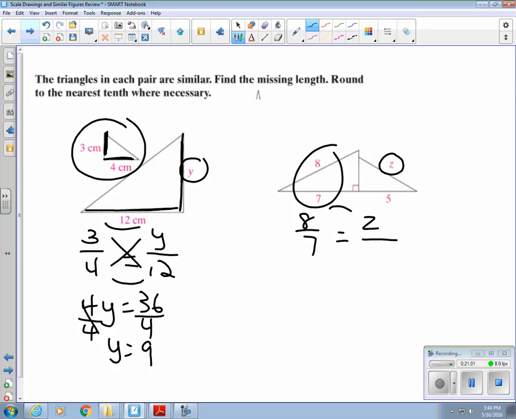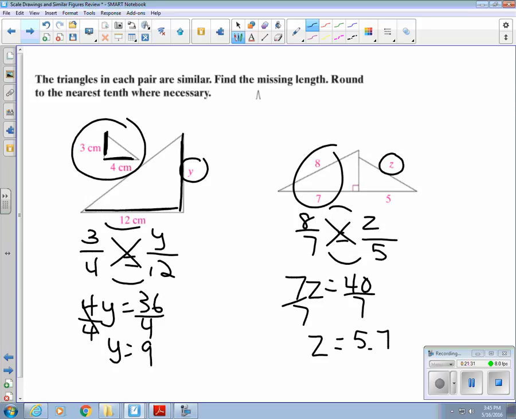And then the 5 and the 7 are at the base of the triangle, so I'm going to put 5 and 7 on the bottom because they're corresponding. And then when we go ahead and cross multiply, I'm going to get 7Z is equal to 40. I have a feeling when I divide by 7 on both sides that I'm going to end up with a decimal. So 40 divided by 7 equals, yep, that's a decimal, and we're going to round it to the nearest tenth. So Z is equal to 5.7.